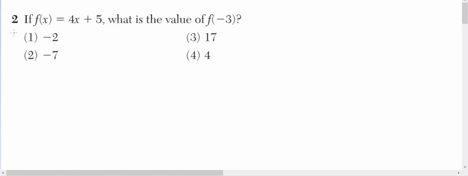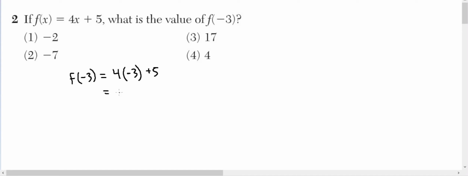So for question number 2, which reads, if f of x equals 4x plus 5, what is the value of f of negative 3? This one is pretty straightforward because all we have to do is plug in negative 3 wherever we see x inside f of x. So f of negative 3 is equal to 4 times negative 3 plus 5.